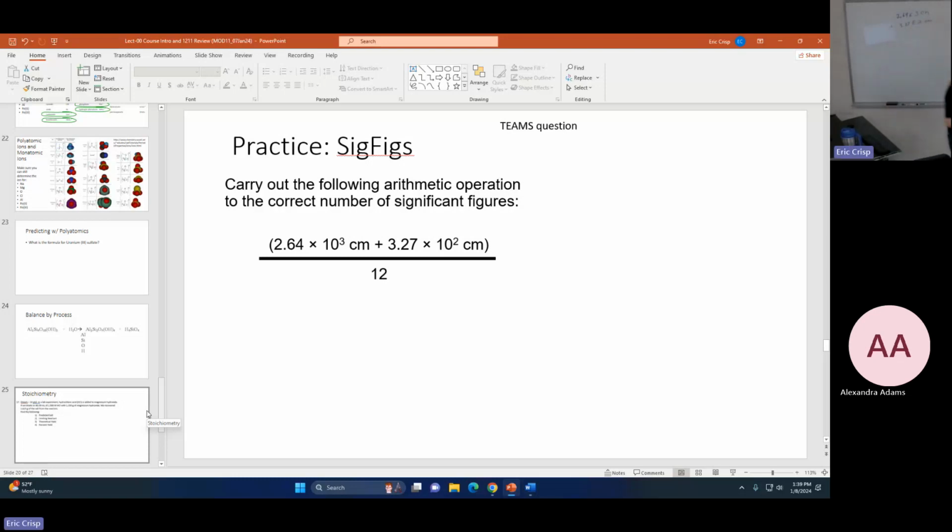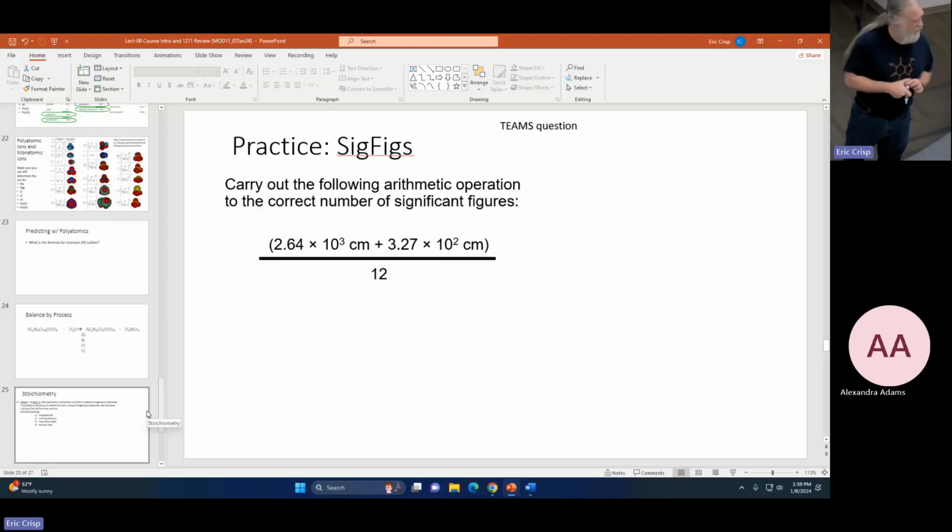All right, I can't add this like this, right? What do I have to do? Get them into the same pattern. You want to go to the 3 or the 2? We can go either way. Which one? Choose one.